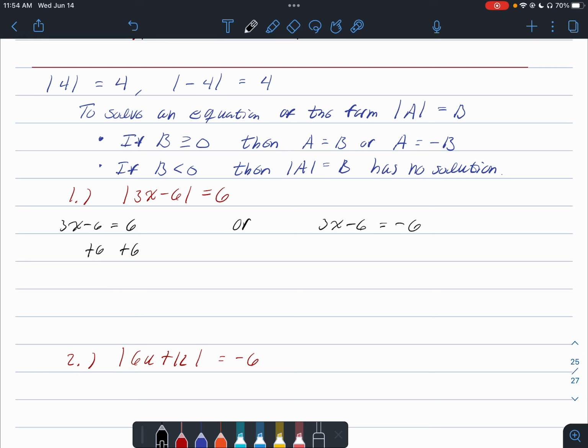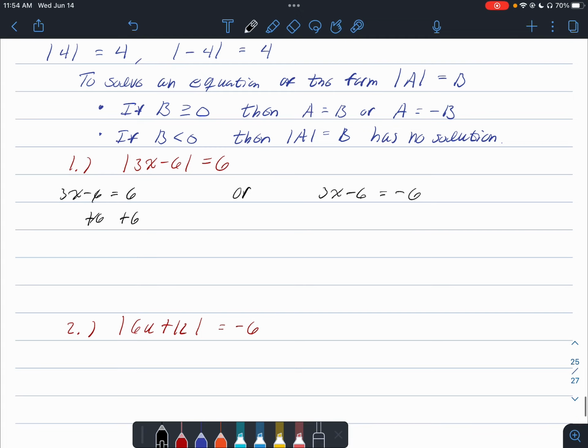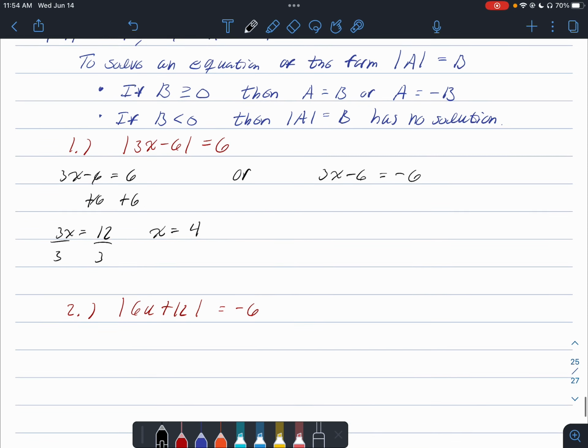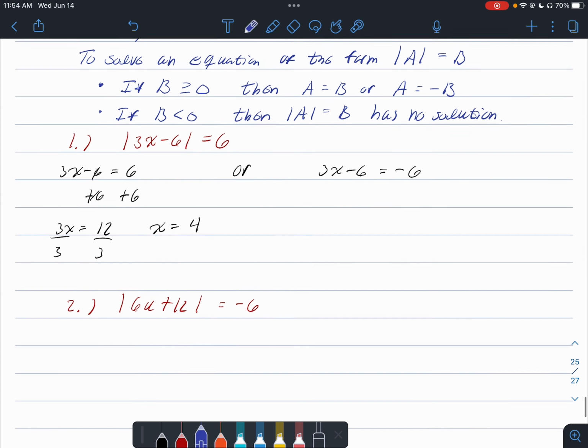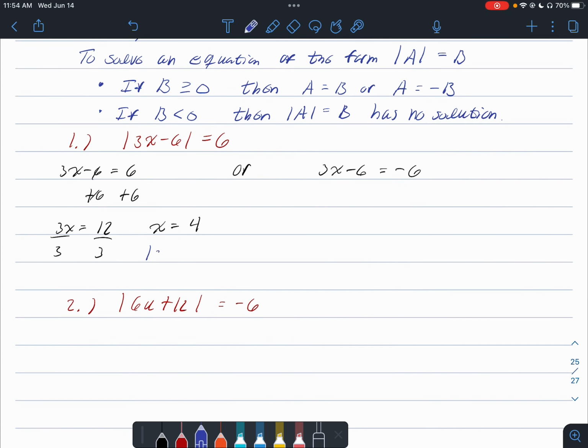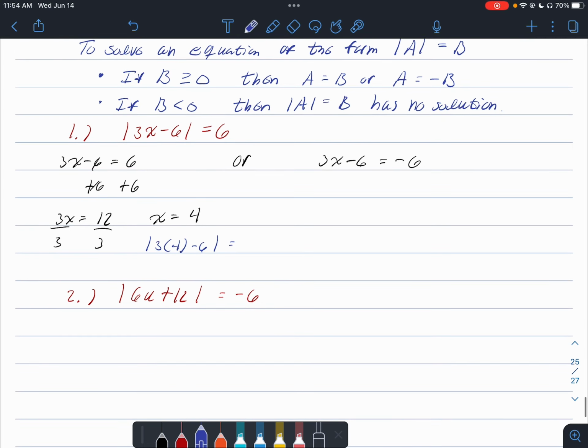We can add 6 to both sides, and we'll get that 3x is equal to 12. We can divide by 3, and we get that x is equal to 4. That's one of our solutions. If you want to check, you can. So we have the absolute value of 3 times 4 minus 6, which is the absolute value of 12 minus 6, which is the absolute value of 6, which is just 6.